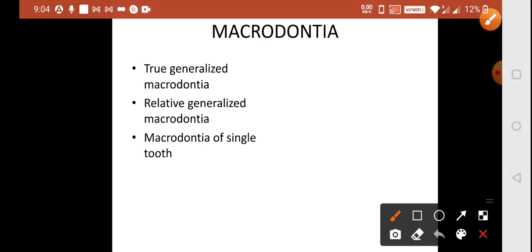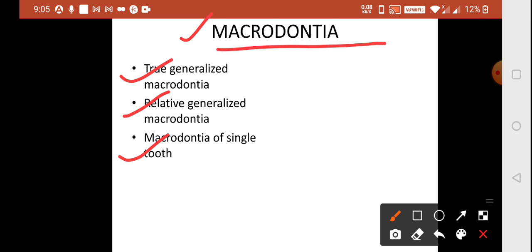Next is macrodontia. Macrodontia, in the same way as microdontia was divided into three types, can also be divided into three types: true generalized macrodontia, relative generalized macrodontia, or macrodontia of a single tooth. As the name suggests, true generalized macrodontia states that all the teeth are larger than normal, meaning they are not of the normal size.